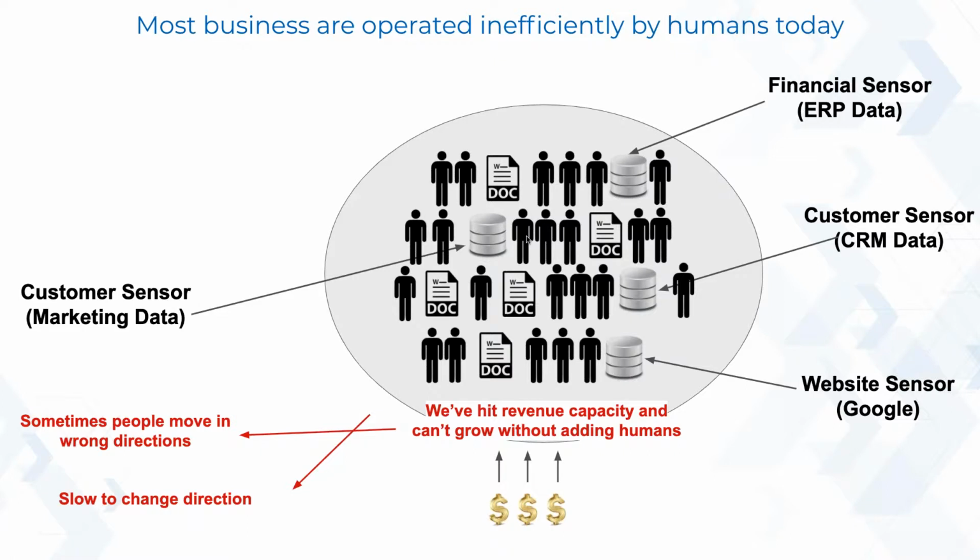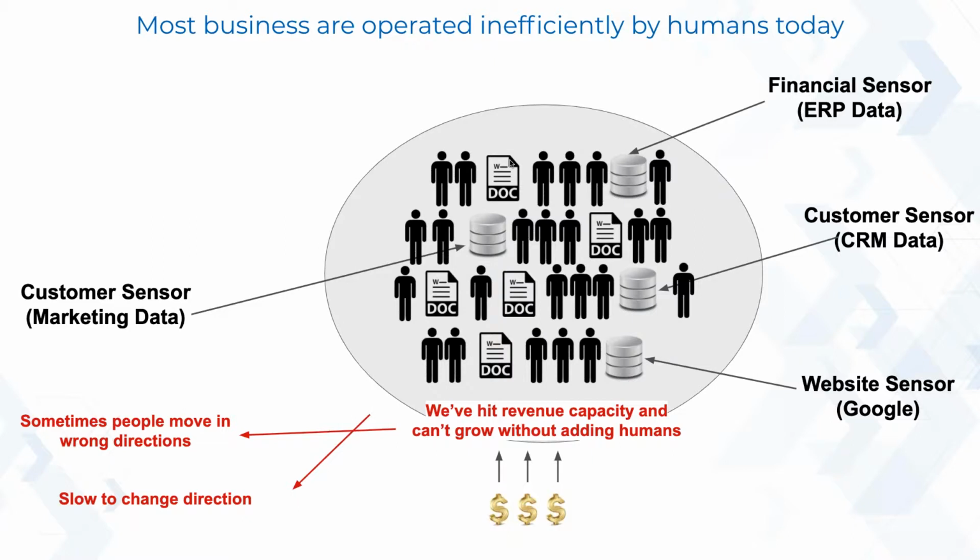The problem with this model is that sometimes people move in the wrong direction. They aren't super efficient changing directions either. If you want to change a person's direction, you have to change the procedure or their job description. It's a bit of a hassle, so you end up with a lot of wastage. Also, we are often limited in our thinking that we can only increase our revenue by adding more of these sweepers, these humans, which shouldn't be the case.